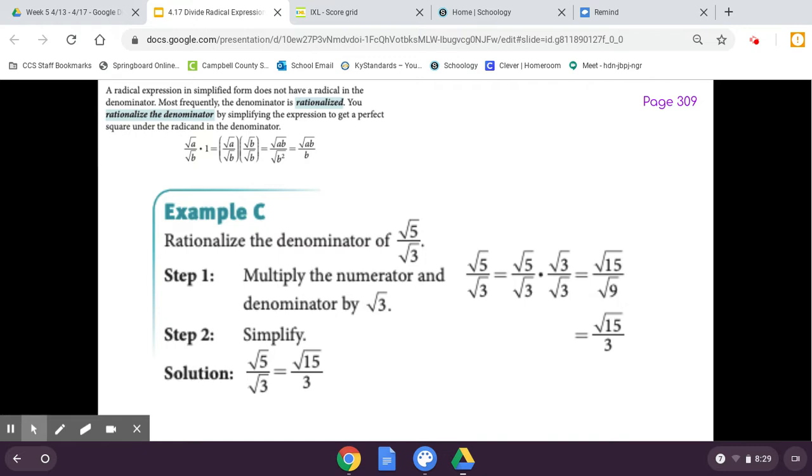All right, so example C. This is really important. This is how you rationalize the denominator to simplify problems, and I'm going to do a bunch of these with you, but this is your example that you can go back to.